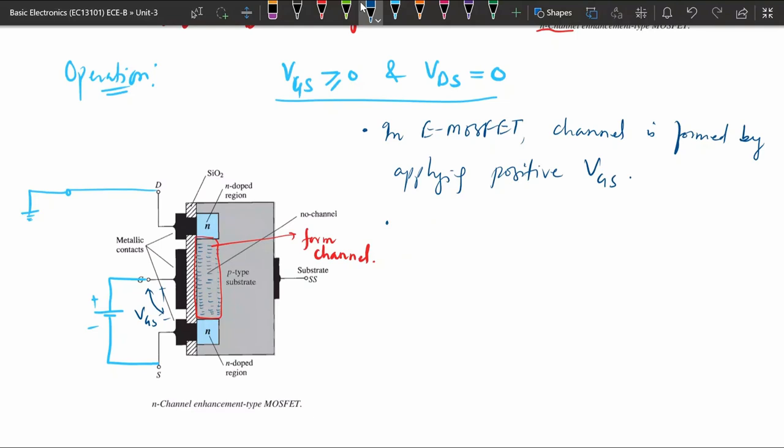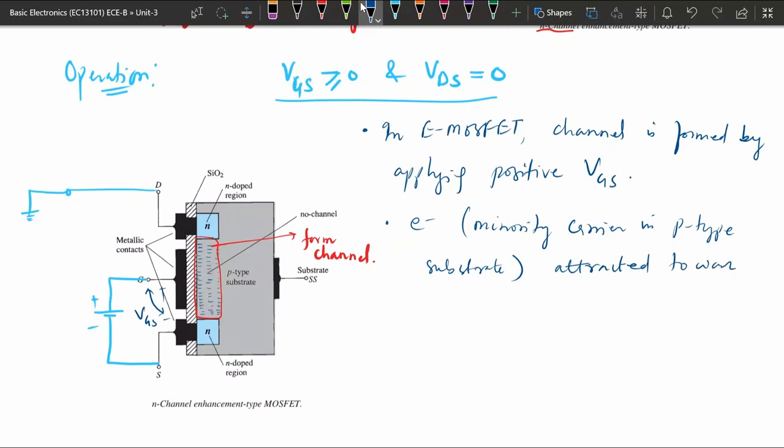As we apply a positive gate to source voltage, the electrons, that is, the minority carriers in the p-type substrate, will be attracted towards the SiO2 layer, or oxide layer. This attraction will be because of the electric field produced by the application of the gate to source voltage.